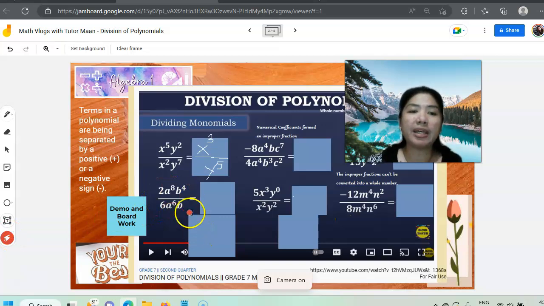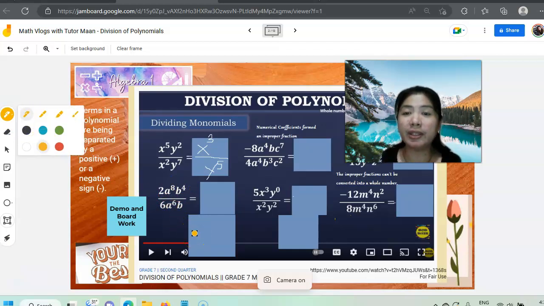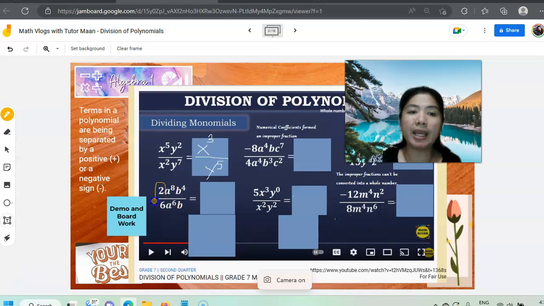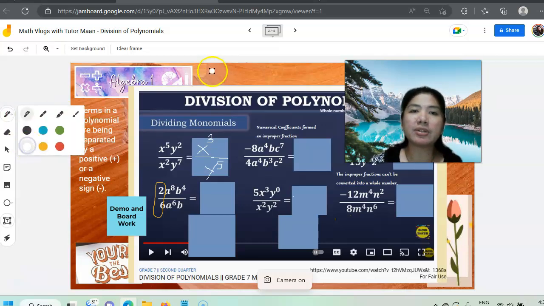So again, we are dividing a monomial by a monomial. So we are now going to encircle the number part. The number part is 2 over 6. So our numerical coefficient is a fraction. If we have a fraction as a numerical coefficient, all we need to ask ourselves is, is it in lowest terms? So what is the lowest term for 2 over 6? So we write in our scratch pad 2 over 6.